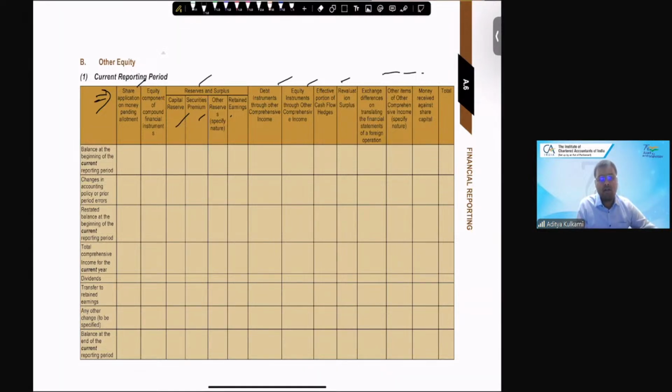To the P&L or to the OCI? OCI. You can take it to the P&L, but there is an irrevocable option to take it through other comprehensive income also. Do you recollect this? Yes, sir.